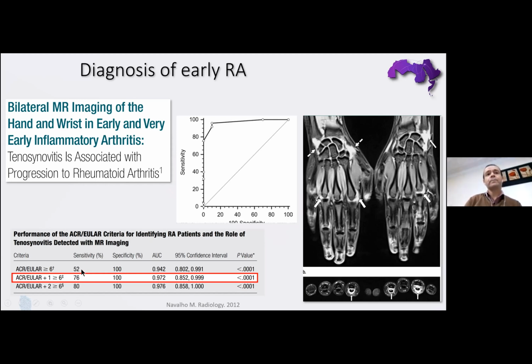But adding the presence of at least one tenosynovitis on the hands, the specificity still remained very high at 100%, and sensitivity jumped from 52 to 76%, which is very good. So the authors concluded that adding the presence of at least one tenosynovitis of the hands in early rheumatoid arthritis may improve sensitivity without sacrificing specificity for the diagnosis of rheumatoid arthritis.